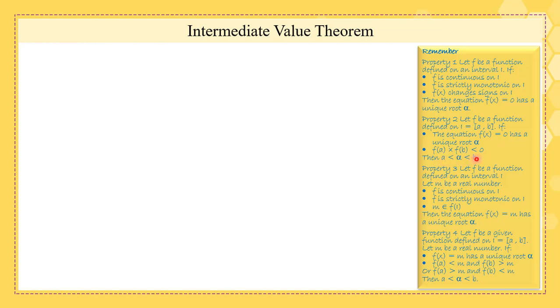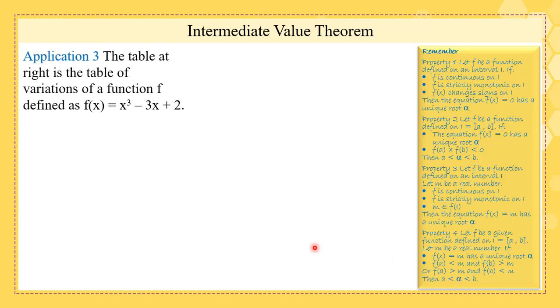Now, more generally, if we want to generalize these two properties, if f is continuous on I and f is strictly monotonic on I and m belongs to f of I, and this is very important, then we can state that the equation f of x equals m, whether m is 0 or not, it doesn't matter, has a unique root alpha. And we can continue also: if f of x equals m has a unique root alpha, and if f of a is less than m and f of b is greater than m, or f of a is greater than m and f of b is less than m, then we can say that alpha is between a and b.